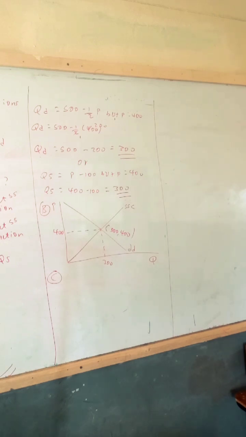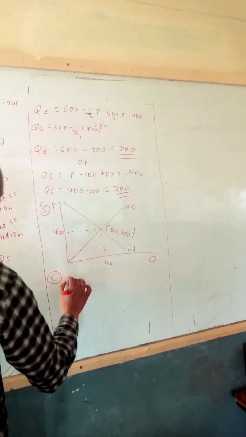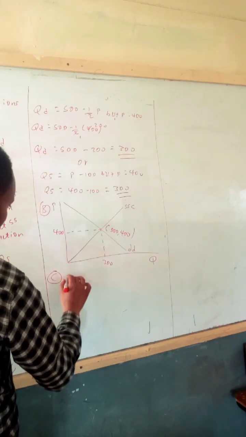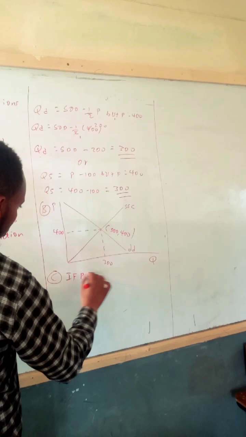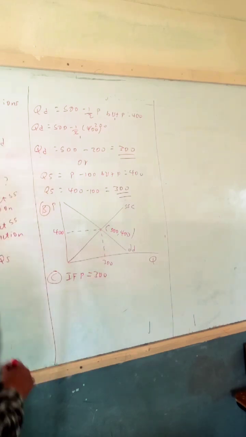And we have discussed that when the price is increased above the equilibrium price, there is availability of the product in the market. Due to this reason, there is a surplus. But if the price is decreased below the equilibrium price, a shortage of the product in the market exists. Now if the price is decreased from 400 to 300, is there a shortage or surplus? If the price is equal to 700, is it shortage or surplus?